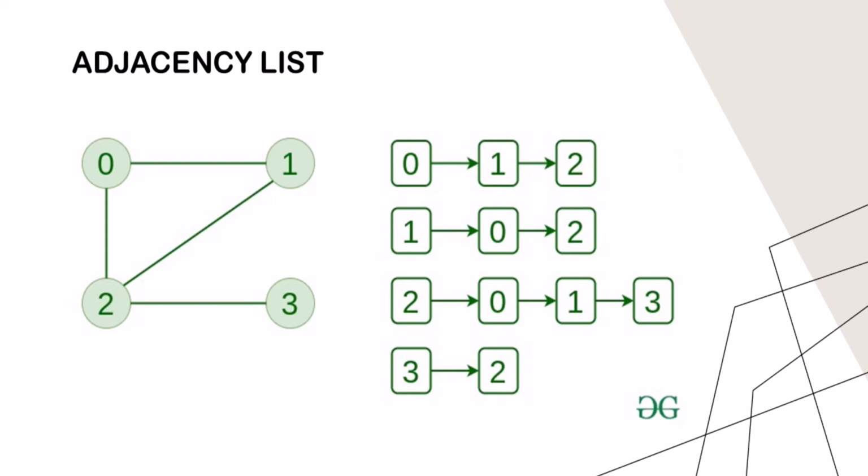An adjacency list uses an array or a map where each key represents a vertex, and the value is a list of all its neighboring vertices. This representation is efficient for storing sparse graphs, where there are relatively few edges compared to the number of vertices.